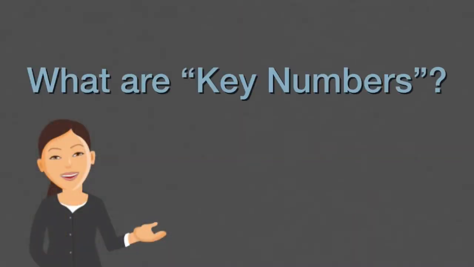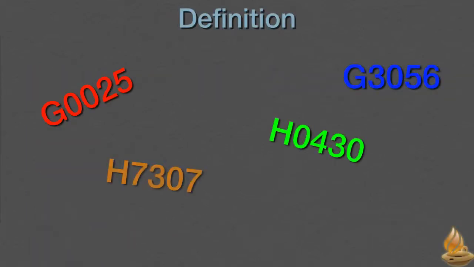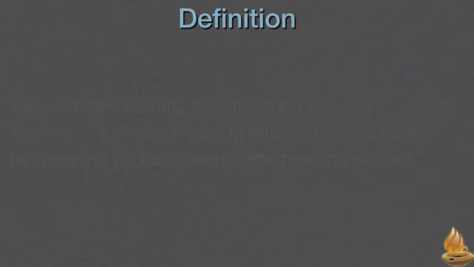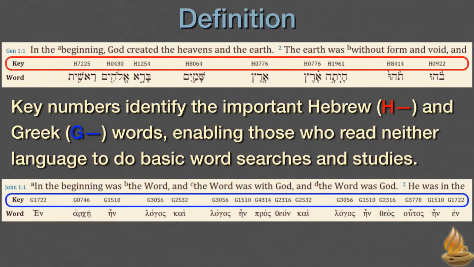What are key numbers? They are a numerical system designed to help people with no knowledge of Hebrew or Greek. They identify the most important Hebrew and Greek words, enabling those who read neither language to do basic word searches and studies. These interlinear views from the Old and New Testament display the key number system.